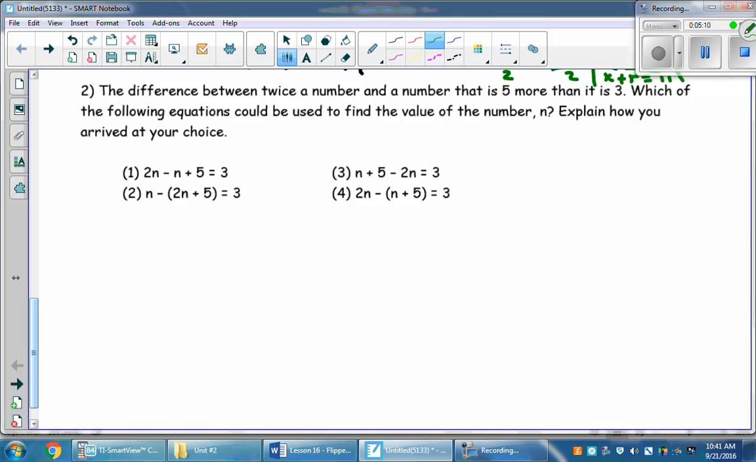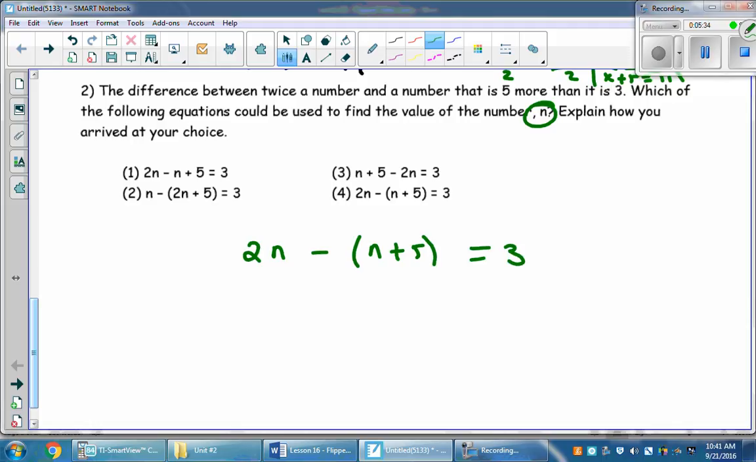Now, they've already defined our variable for us. So all we have to do now is be careful and come up with an equation. It says the difference between twice a number. Now, twice a number is going to be 2 times n. Difference means subtraction. And a number that is 5 more than it, well, 5 more than our number, which is n, would be n plus 5. It then says is equal to 3.